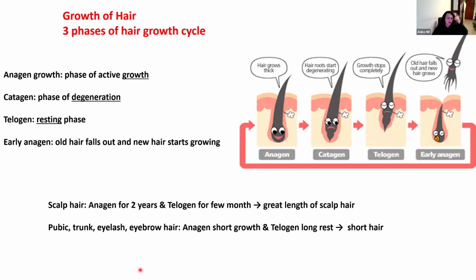Okay, so how does this work in different locations on our body? The scalp hair, where we have the long hair, spends a lot of time in the anagen phase, about 2 years or sometimes even more, and therefore it becomes really long. For the pubic area, the trunk, the eyelash, the eyebrow, the mustache, wherever we have shorter hair, the anagen and telogen phases are very short. So therefore, these hairs never grow long.